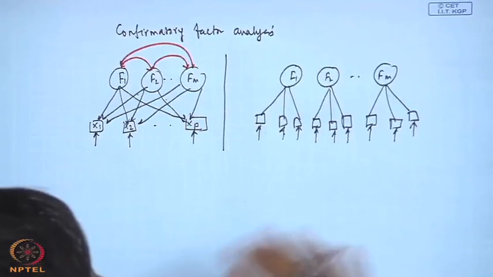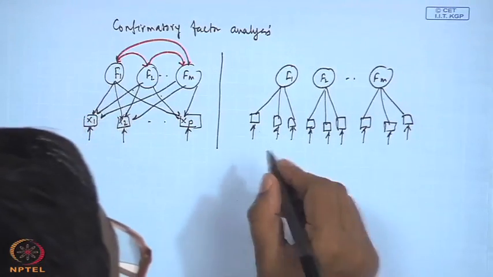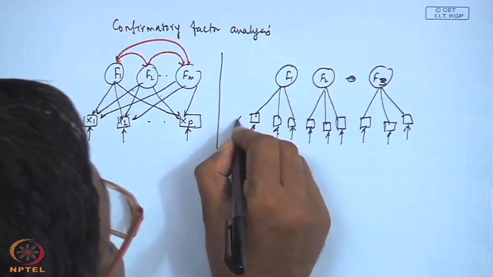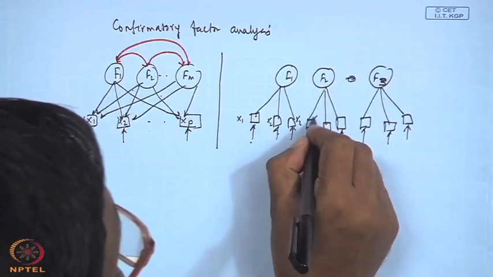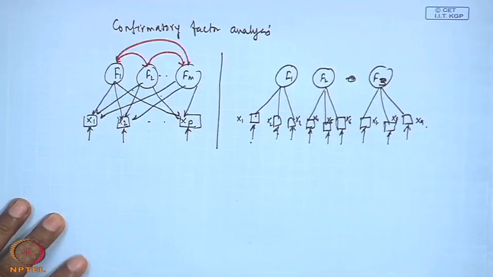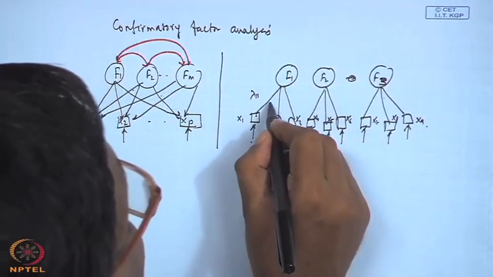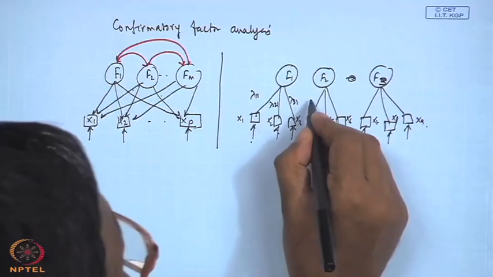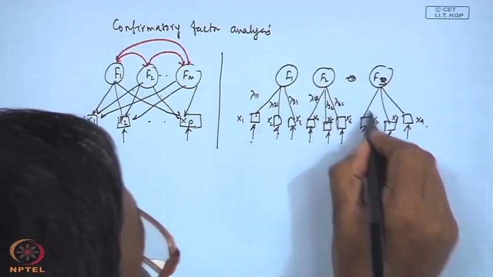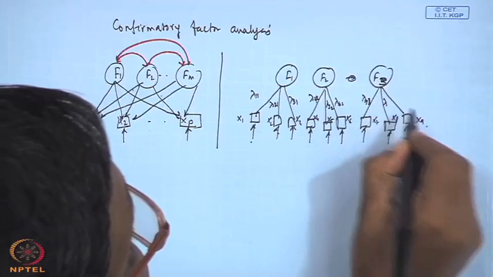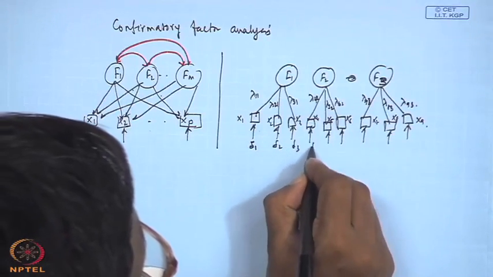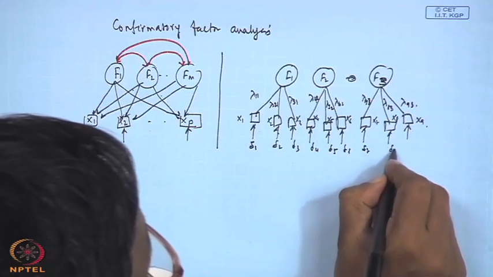Getting me? So essentially, suppose I take three factors with variables x1, x2, x3, x4, x5, x6, x7, x8, x9. Then this is my lambda 11, lambda 21, lambda 31, then lambda 42, lambda 52, lambda 62, then lambda 73, lambda 83, lambda 93. And this is delta 1, delta 2, delta 3, delta 4, delta 5, delta 6, delta 7, delta 8, delta 9.